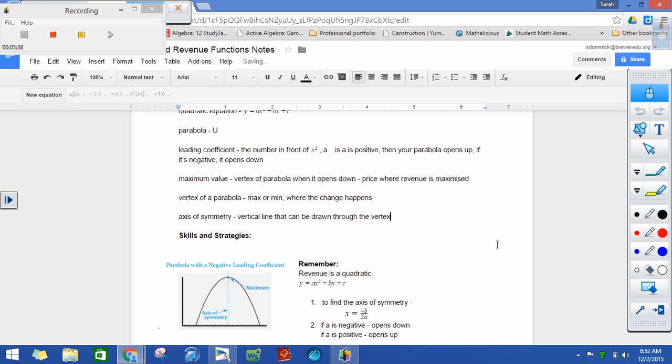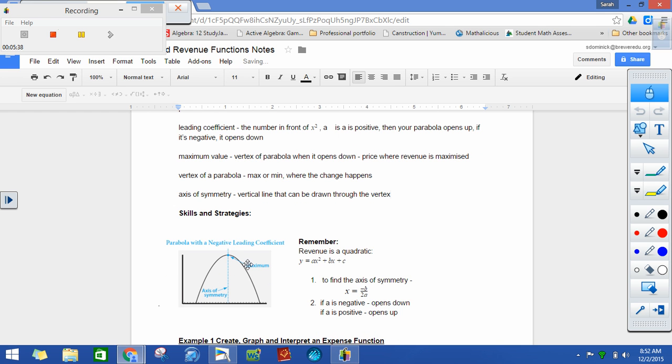Okay, so here's kind of pictures of everything. Here's your parabola. There's the maximum. If this was flipped, it would be a minimum. Your axis of symmetry goes right down through the center, and there's your vertex. That maximum is your vertex. There's your standard form, and this formula will help you find the axis of symmetry if you need to. If A is negative, it opens down. If A is positive, it opens up.